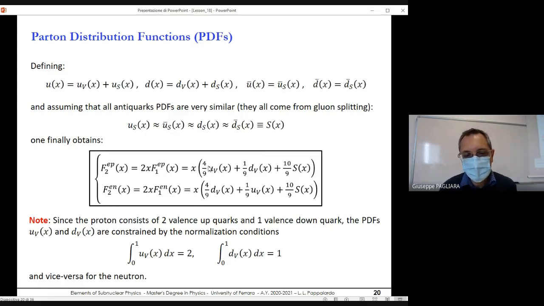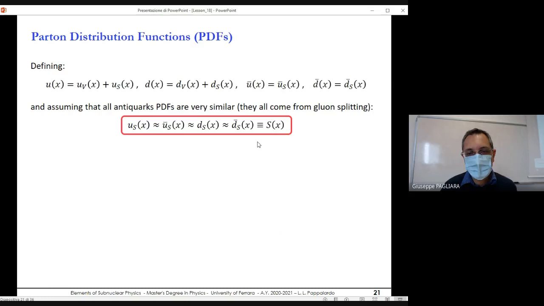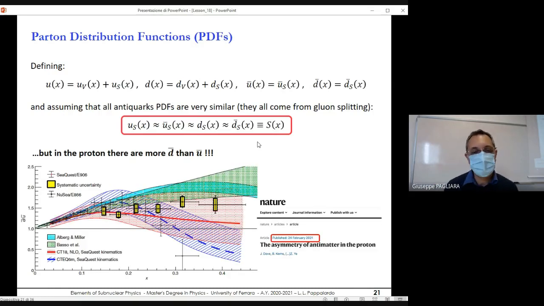So back to this. Our assumption was that the distributions of all the sea quark PDFs were indeed the same. We just call them capital S, because in principle one should not expect big differences, because all these come from the splitting of gluons. And this was our assumption. However, this is apparently not the case.